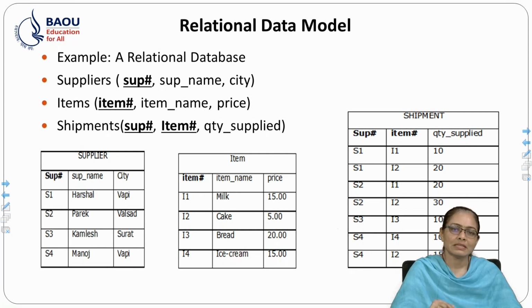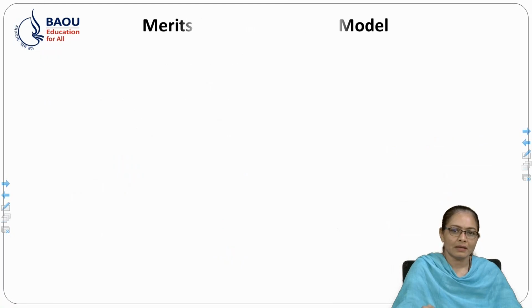So the supplier table has supplier number as a key attribute. Item table has item number as a key attribute, and in both tables, supplier number and item number are referenced in the shipment table. Supplier number in supplier table is a primary key, item number in item table is a primary key, and supplier number and item number in the shipment table are foreign keys.